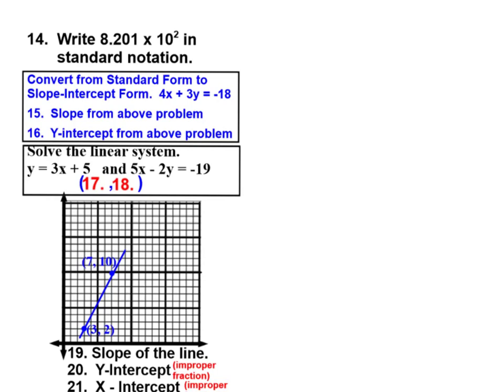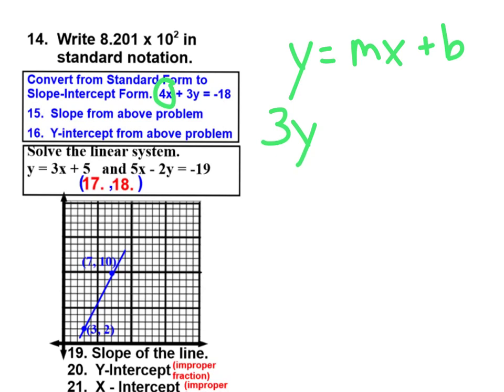For 15 and 16, I need to write this standard form equation into slope-intercept form. So to review, slope-intercept form means I want to have the y by itself, and then the x's, and then the constant at the very end, y equals mx plus b. So I need to get rid of this 4x and get it to the other side, so I subtract 4x. If I subtract 4x, I'd be at 3y equals negative 18 minus 4x.